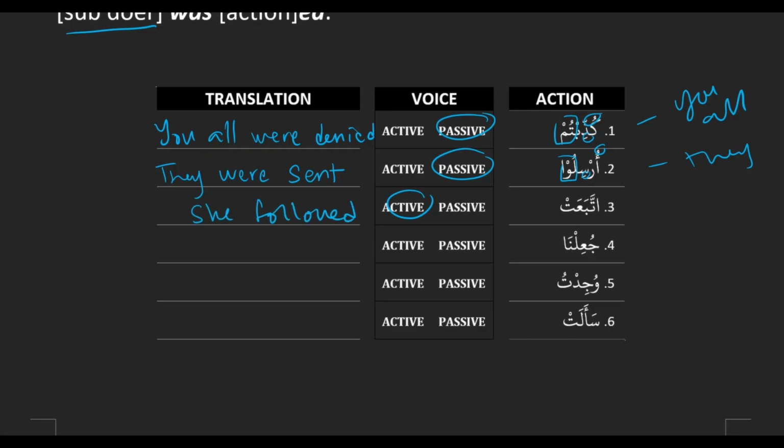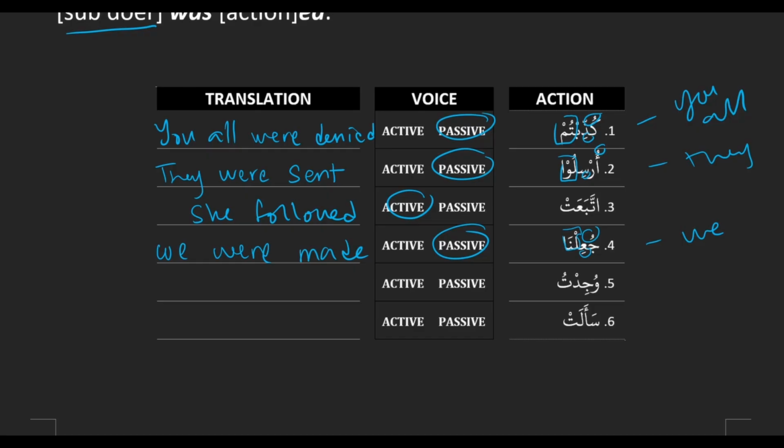Number 4, جعلنا. So we have a u on the first letter. And then hiding our ending indicator, which is the na, the ayn has a kasra, which is second to last, so this is passive. We start with our subdoer, then was actioned. We. Okay, so were. We were made. Good. We were made.